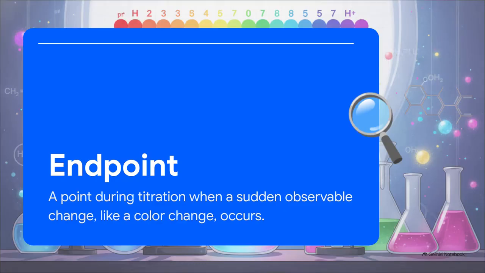So, that beautiful permanent color change we successfully hit a minute ago, that's what we call the end point. It's the exact point during a titration where we see a sudden change in an observable property. Usually it's a color change from our indicator, or maybe a massive spike on a digital pH meter. I actually like to think of the end point as our visual alarm bell. You know? It's just ringing to tell us to stop the experiment immediately.